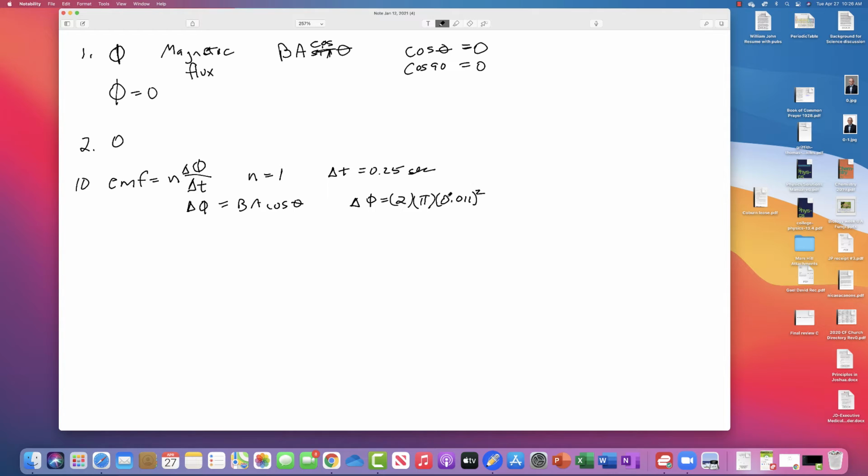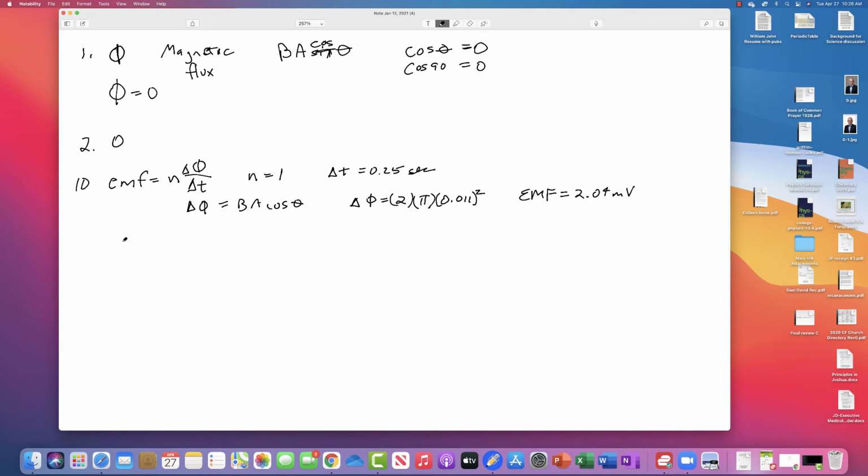And if you calculate this out, if you put this in for the delta flux and put 1 here and 0.25 here, you end up with an EMF of 2.04 millivolts, or 2.04 times 10 to the minus 3 volts.